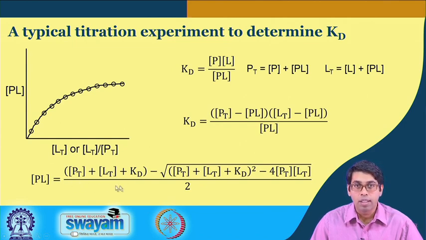So, this is a quadratic equation. You can see this is a quadratic equation because you will get PL square, and if you solve that quadratic equation, this is one of the solutions, and this is one of the physical solutions that you get. So, in this case what you have to do is simply fit this data to this equation. You know P total, you know L total for each titration point, and you can solve for the dissociation constant.